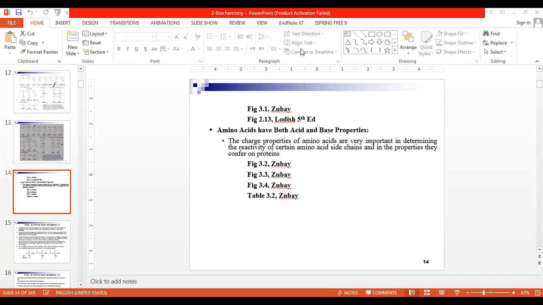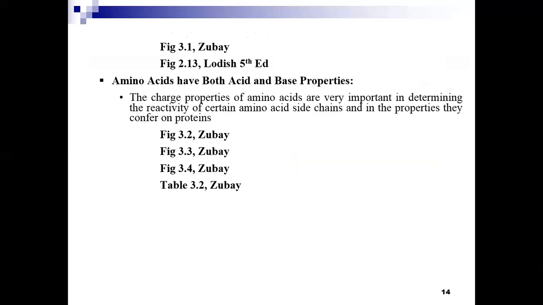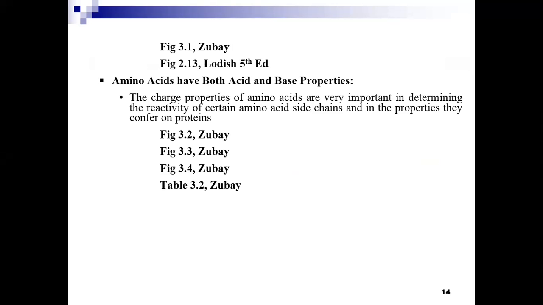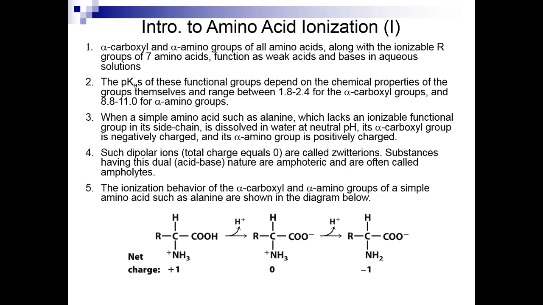Today we will discuss amino acids and their acid and base properties, about their reactions, how they react with the acids and the bases. The charge properties of the amino acids are very important in determining the reactivity of certain amino acids having different side chains, and the properties they confer on the proteins. So it is very important to know about the acid-base reactions or the reactivity of an amino acid. The reactivity of an amino acid will determine what kind of properties it imparts to the features of the proteins.